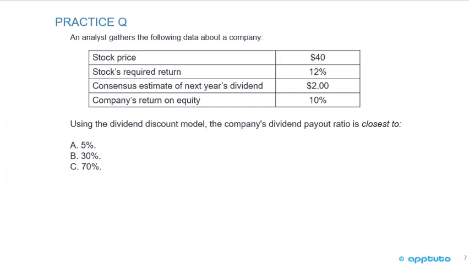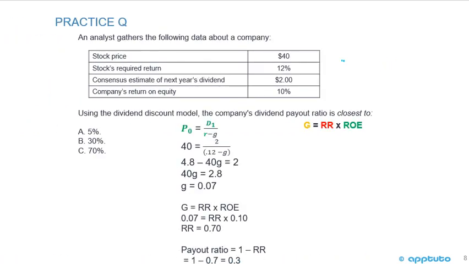An analyst gathers the following data about a company: stock price $40, stock's required return 12%, consensus estimate of next year's dividend $2, and the company's return on equity is 10%. Using the dividend discount model, the company's dividend payout ratio is closest to A, 5%, B, 30%, or C, 70%. Okay, in terms of the CFA continuum of questions, I would say that this is a fairly difficult one unless you're a super duper math lover.